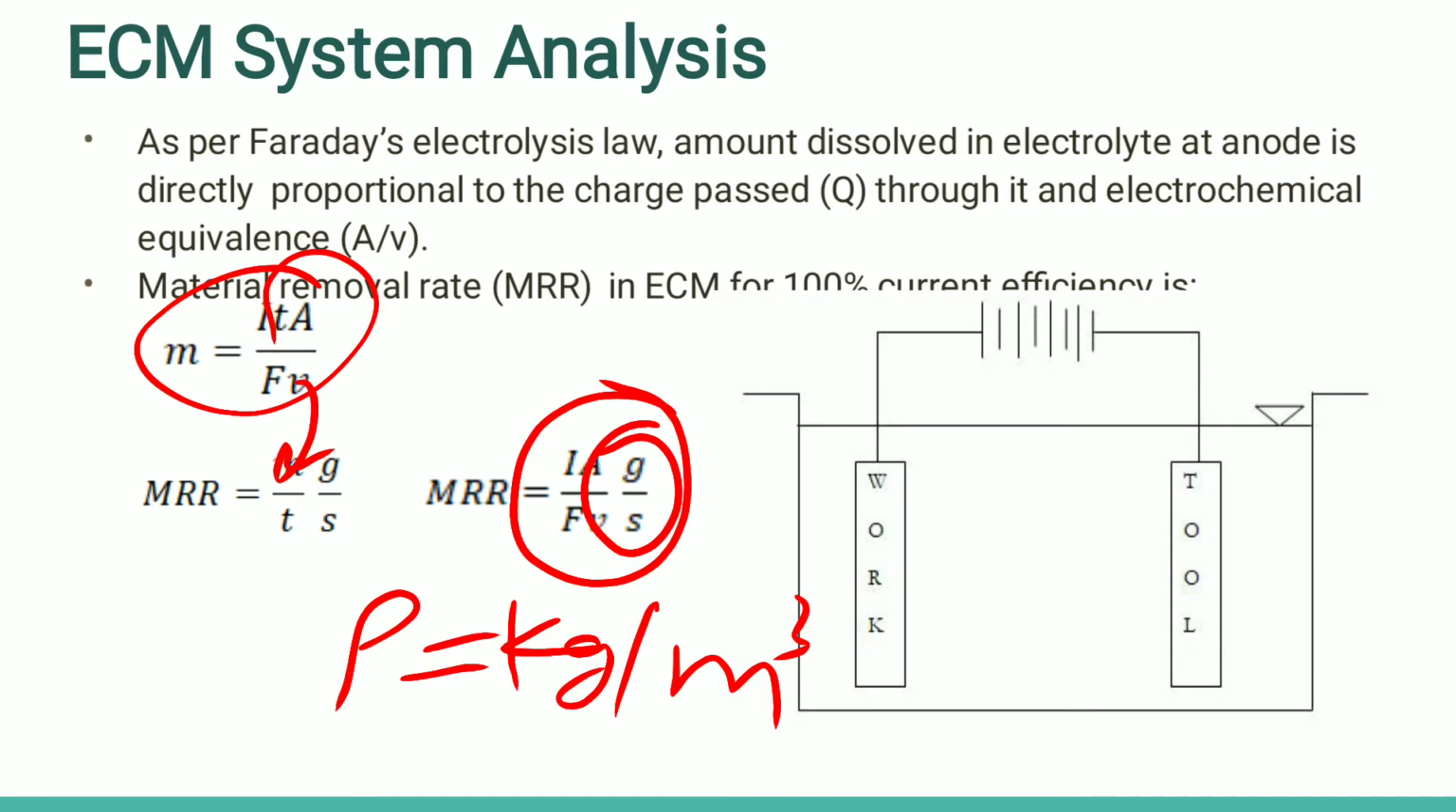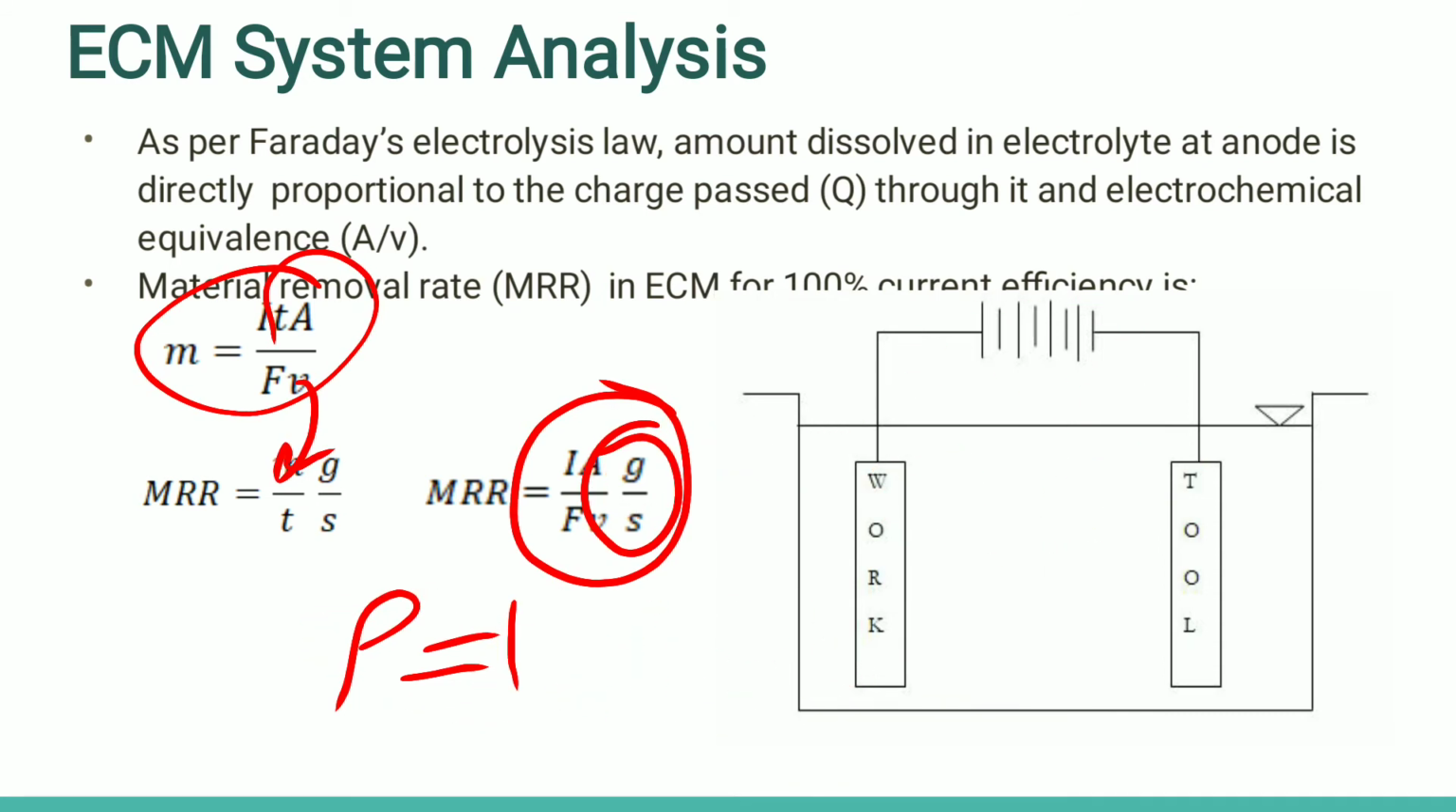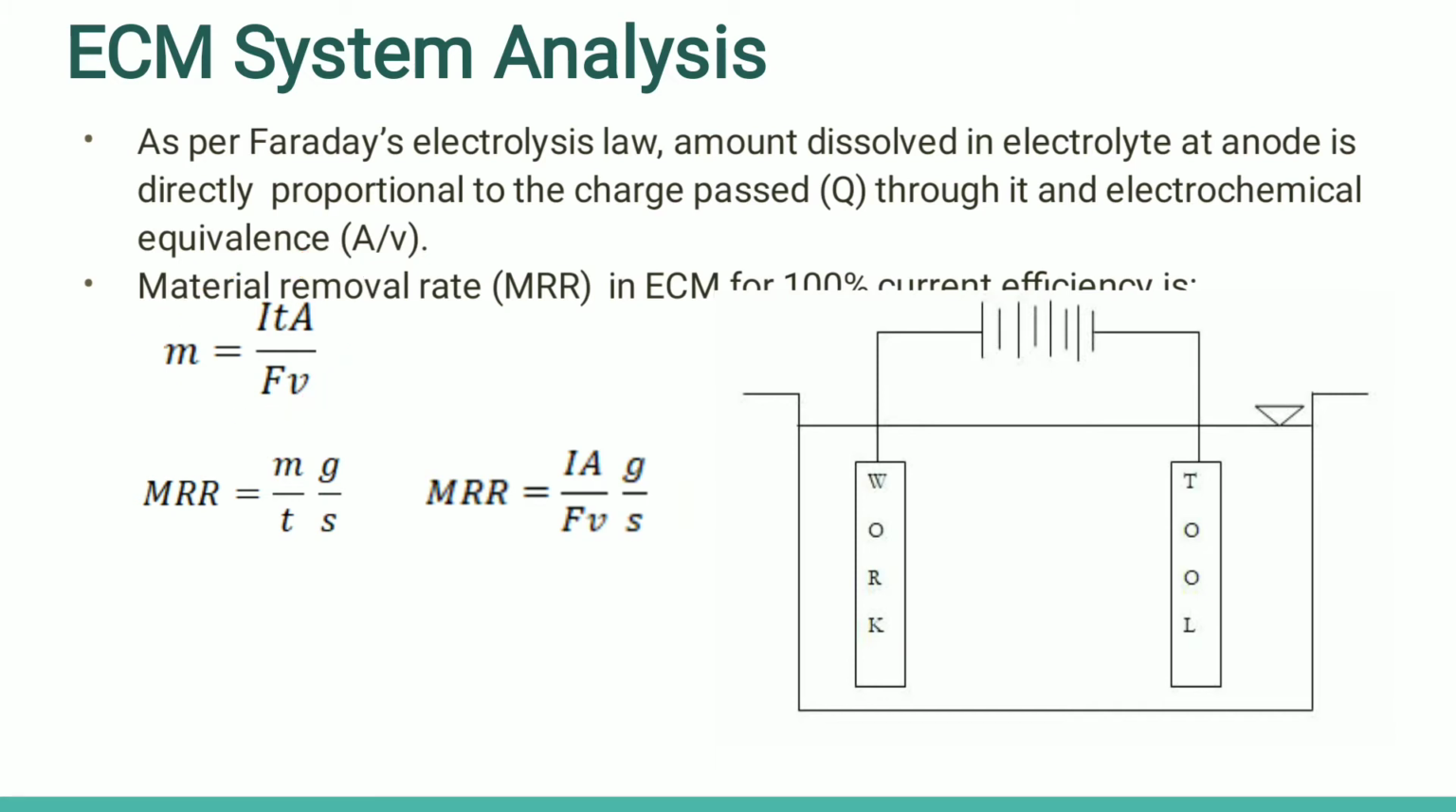Now one more important thing is this kg per meter cube. So this is in gram and this is in kg, so either we have to convert this into gram or we convert in kg. Okay. So we have to see that accordingly, and at the end we will get this in meter cube per second. So the next will be MRR, that is dividing with rho, that is I into A upon rho into AF into V, that is meter cube per second. So this is MRR in meter cube per second.